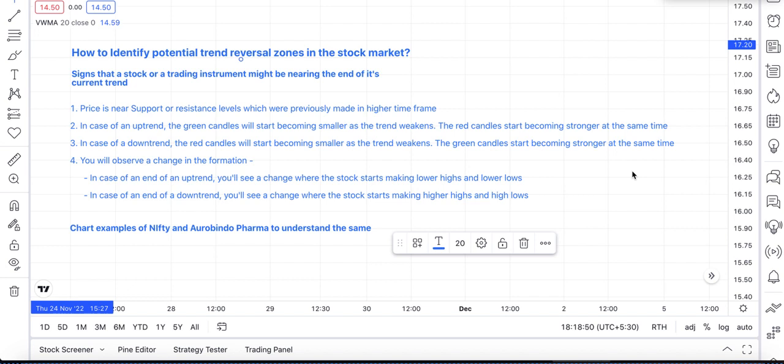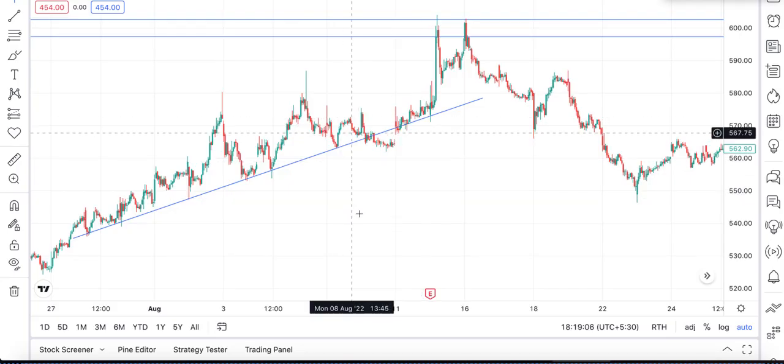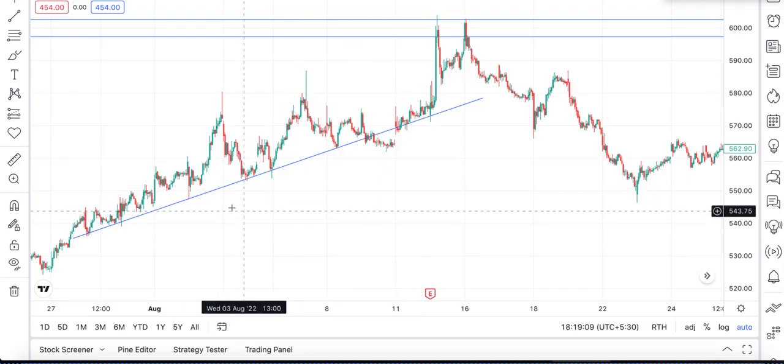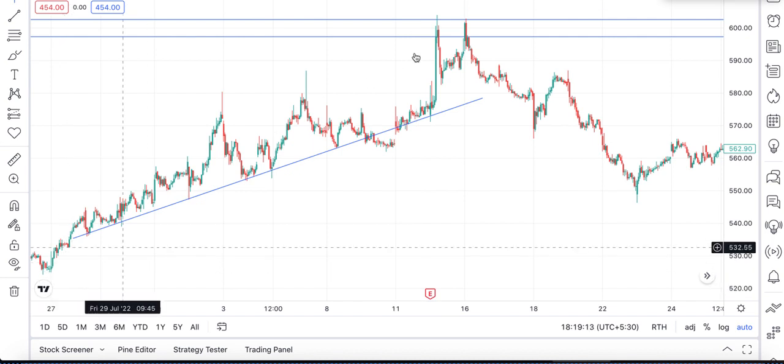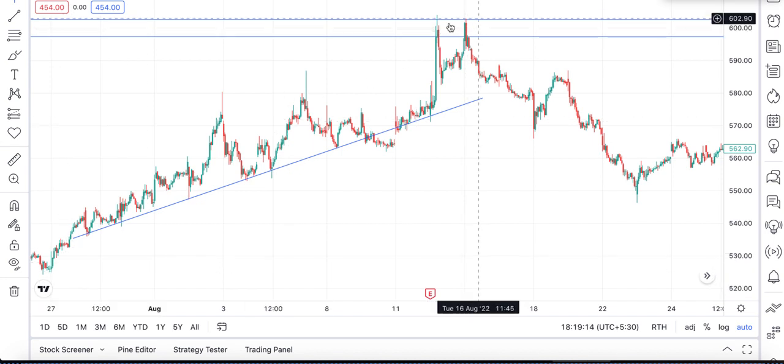There'll be four broad rules, or rather patterns, that you would see in any particular script, which we'll discuss in detail, with two examples: one with the stock of Aurobindo Pharma and the other with the Nifty index. For both, we'll discuss how the trade was set up this year, probably for Aurobindo Pharma in the month of August 2022, when we saw a good up move from levels of 500 up to levels of 600, and then we saw a good reversal coming into the picture.